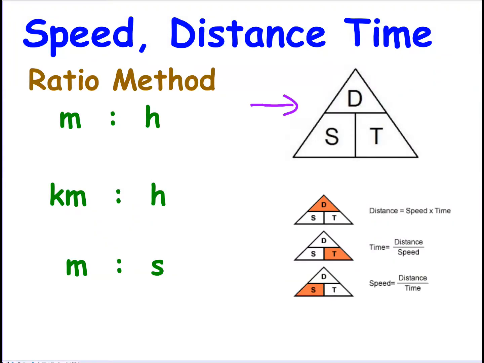So if I was given the speed and the time of something, I would hide the distance, and it tells me to multiply the speed by the time. So when you're looking for the distance, it's speed times time. If, however, you were looking for the time, you'd cover up the time, and it tells you to divide the distance by the speed. And finally, if you were given the speed and you cover it up, it tells you to divide the distance by the time.